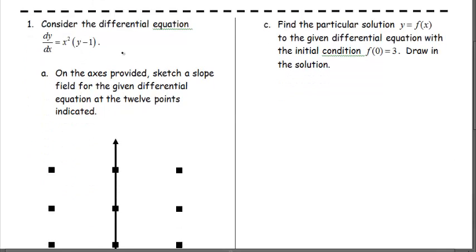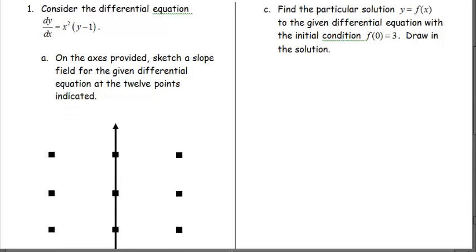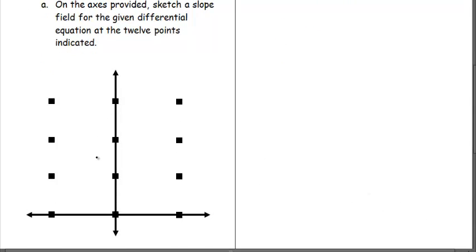All right, we're asked to consider this derivative. On the axis provided, sketch a slope field for the given differential equation derivative at the 12 points indicated. Okay, so you guys can just start working your way through these ordered pairs. I think I'll just start on the x-axis. It didn't give me any guideline as far as what the scaling is, so I'm just going to assume this is -1, 0.